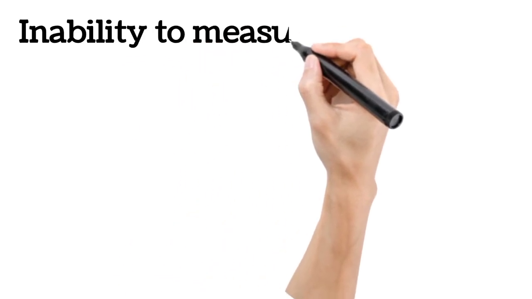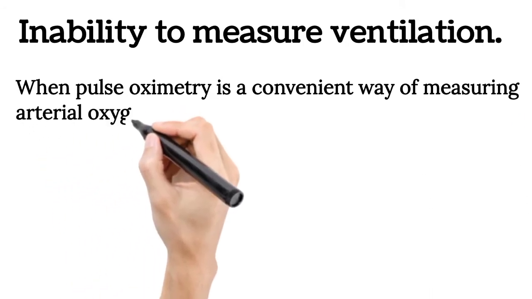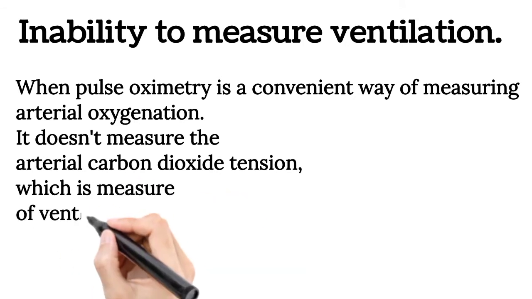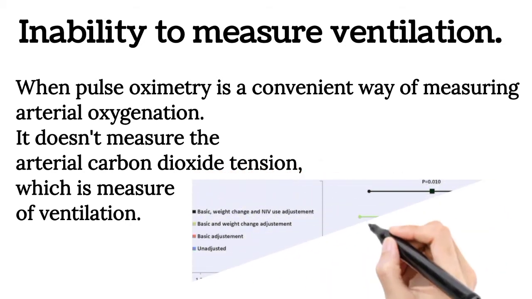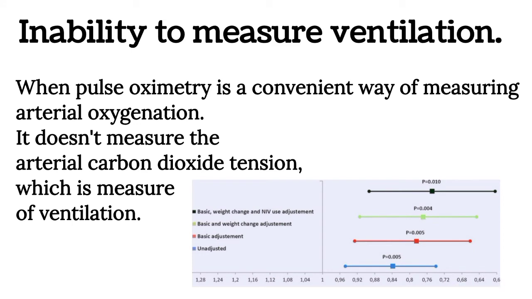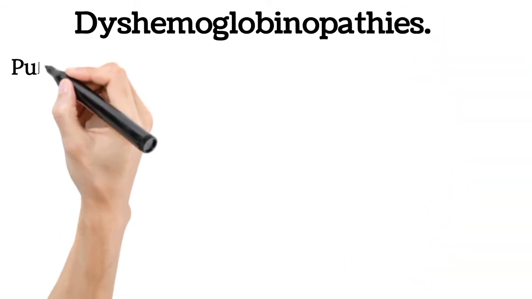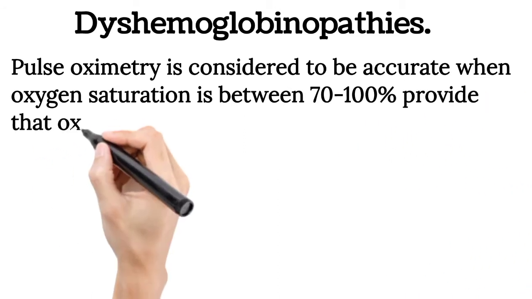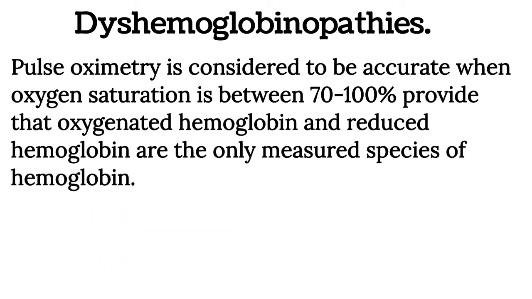Inability to measure ventilation. While pulse oximetry is a convenient way of measuring arterial oxygenation, it does not measure the arterial carbon dioxide tension, which is a measure of ventilation. Dyshemoglobinopathies. Pulse oximetry is considered to be accurate when oxygen saturation is between 70% to 100%, provided oxygenated hemoglobin and reduced hemoglobin are the only measured species of hemoglobin.